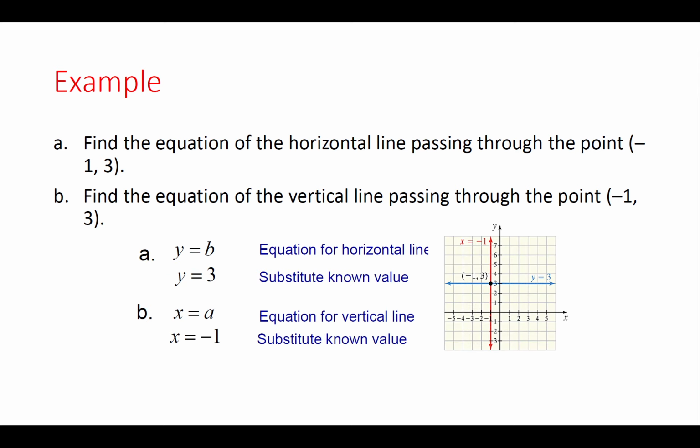So for the first one, the equation is y equals 3, and for the second one, the equation is x equals -1. If you try to plot the graph for y equals 3, this one is the graph, and if you try to plot the graph of x equals -1, this red one is the graph. So these are the graphs for the vertical and horizontal lines.